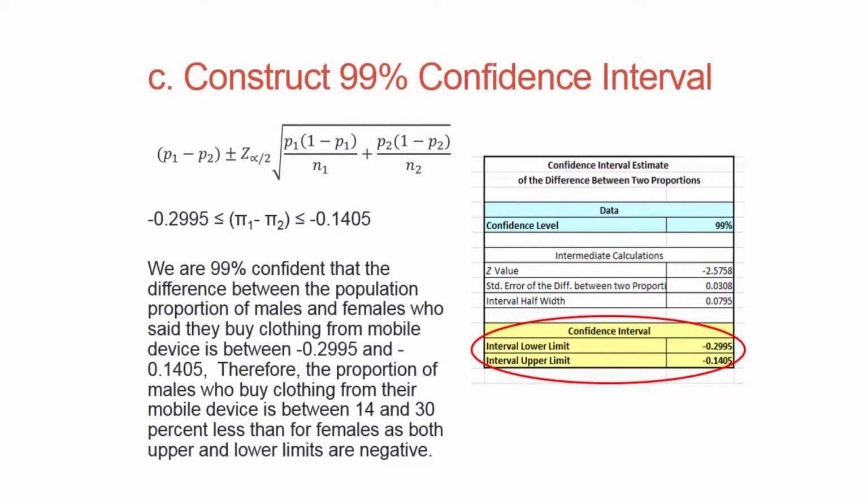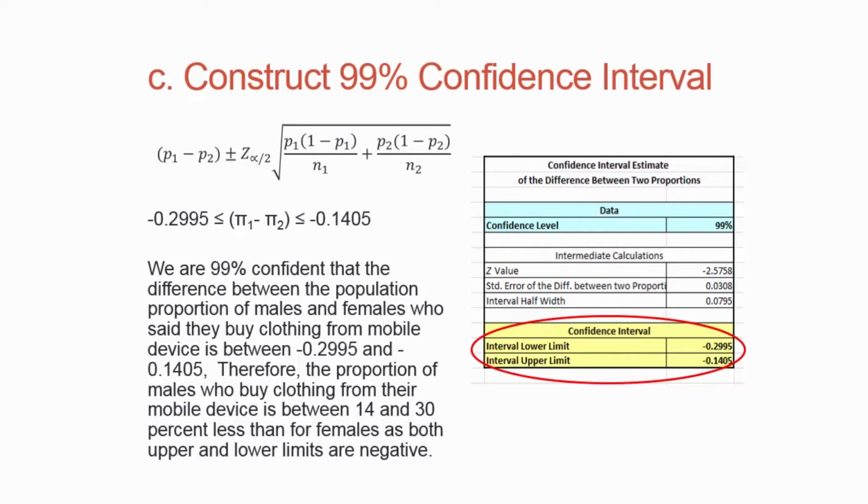P1 minus P2 plus or minus Z alpha divided by 2, because remember it's a proportion problem, so it's got to be a Z value. And we have the square root of P1 times 1 minus P1 over N1 plus P2 times 1 minus P2 over N2. And I take the square root of that whole thing. All right, so again, if I use PHStat, I put in my confidence level, 99%, my Z value, 2.5758, and therefore I come up with these limits.